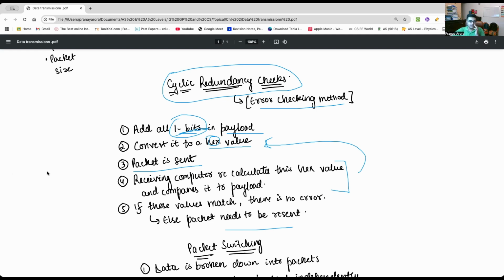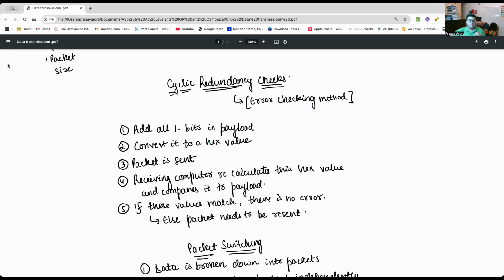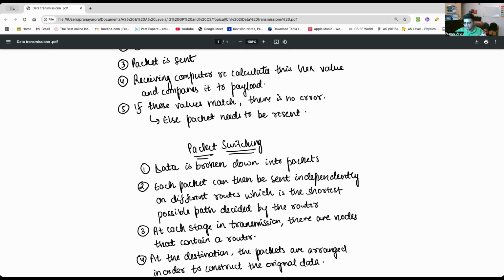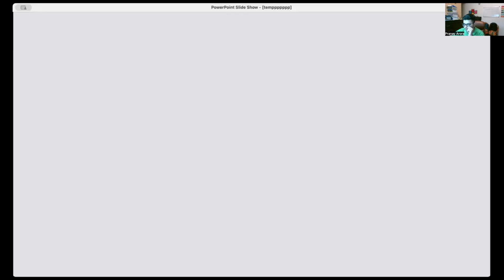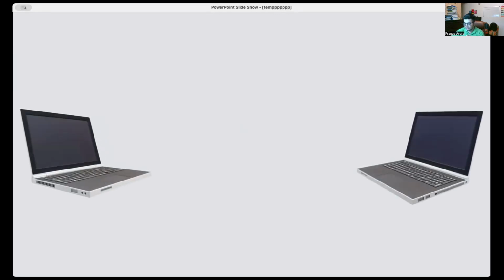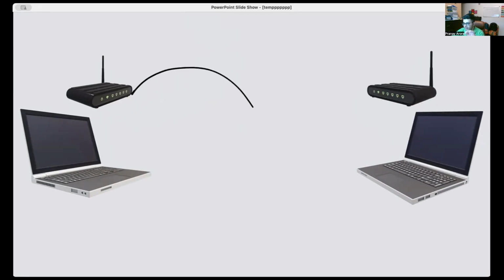Now the next thing that we need to understand is the process of packet switching. Let's understand packet switching through an interactive module. So let's say we have a sender and we have a receiver. Now there is a connection. The sender is connected through their router and the receiver is also connected through their router. Now there's a single communication line, a single wire that has been connected, right?